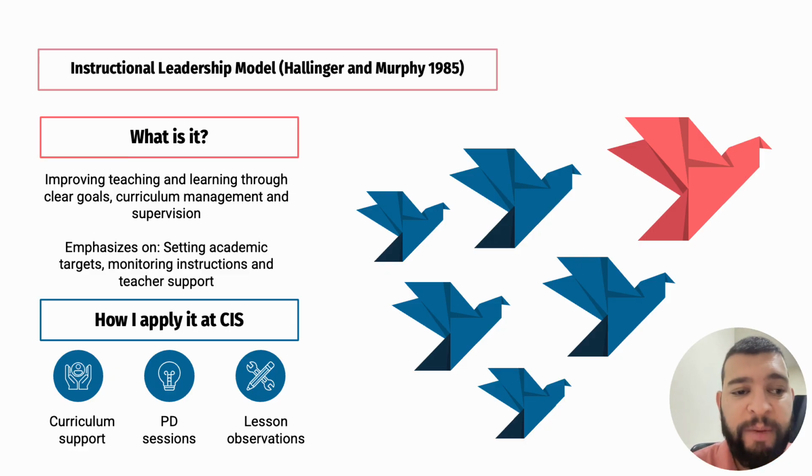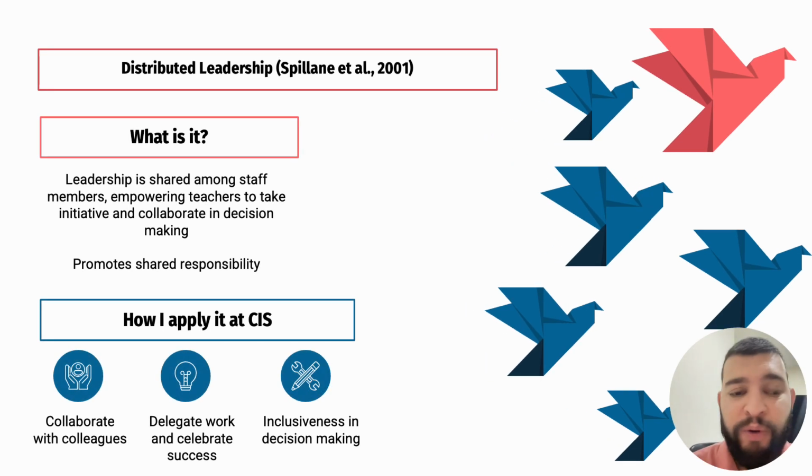The next one is distributed leadership. At CIS, we have a very good distributed leadership. The concept is very well integrated into the hearts of the teachers and the SLT. But the whole idea is that you delegate the work, and you do not do everything on your own. Rather, you distribute the tasks so that the teachers can take a very good initiative on their own. At CIS, we do so by collaborating with colleagues, delegating work, and celebrating their success.